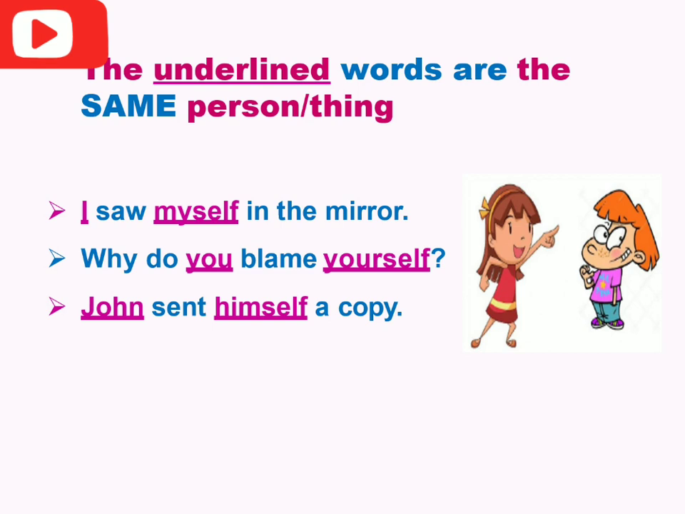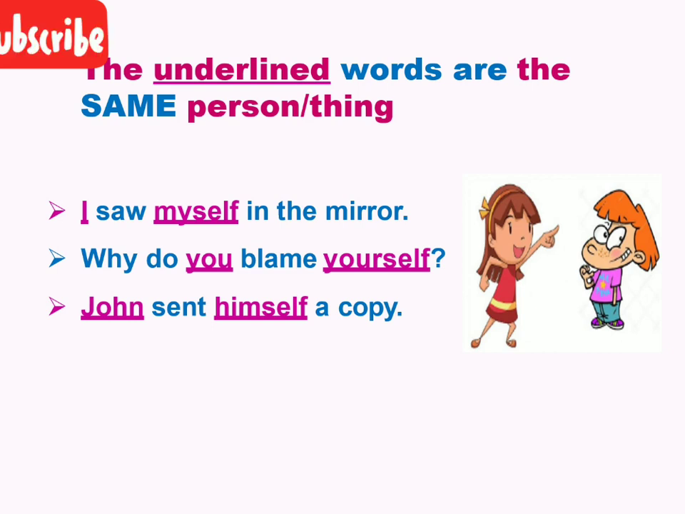Now check the following sentences for a better understanding of how we can refer back to the subject in a sentence. The underlined words are the same person or thing, meaning we are talking about the subject again in the sentence, and for that we use the reflexive pronouns. I saw myself in the mirror. Here I am talking about myself again; I is the subject. And if I am talking about the subject again in the sentence, I have used the reflexive pronoun. And what is that? Myself.